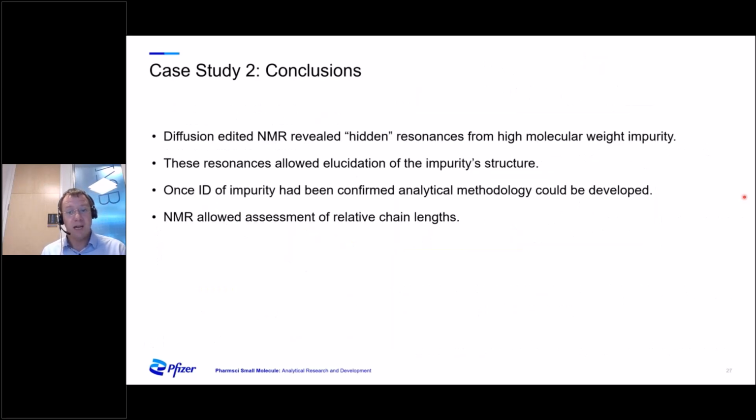So the conclusions from the rituximab work were that diffusion edited NMR was able to be used to reveal a hidden resonance from a high molecular weight impurity. These resonances allowed elucidation of the impurity structures. Once the impurity had been identified, we could use size exclusion chromatography to quantify and control this impurity, and we could also use the same NMR experiment to determine relative chain lengths of the impurity to see why we were getting peaks shifting in the size exclusion method.